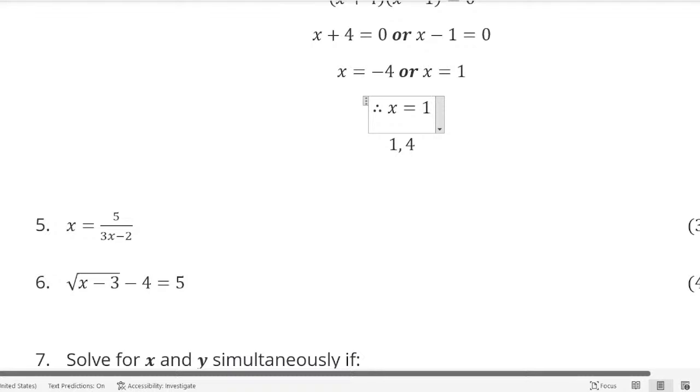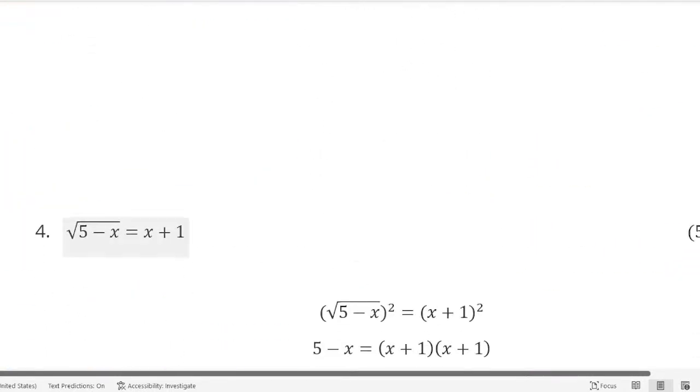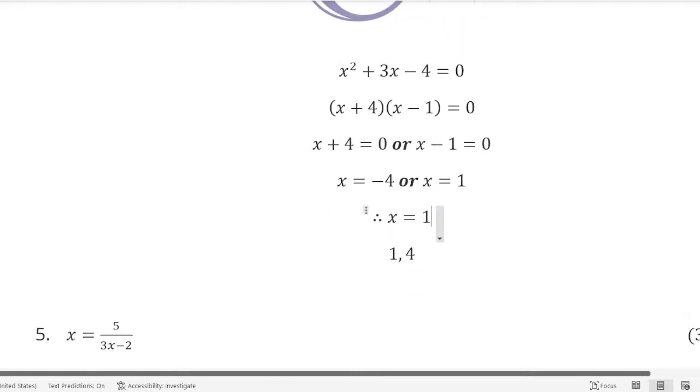So if we test 1, it's going to be 5 minus 1 is 4. The square root of 4 is 2. Then 1 plus 1 is 2. So we tested it, and 1 is the correct value of x, a valid value of x.